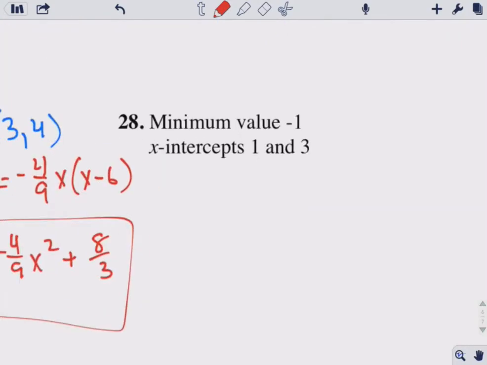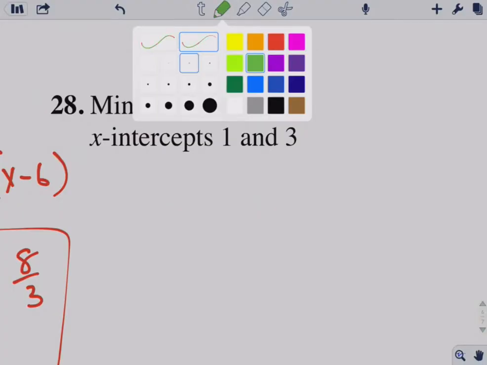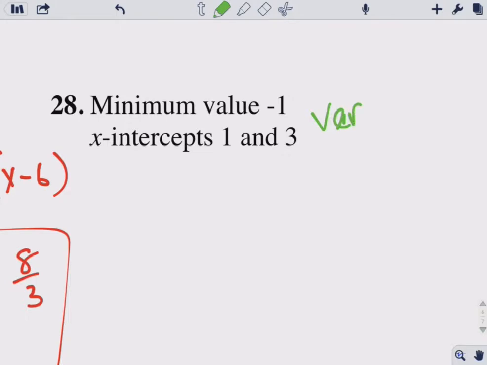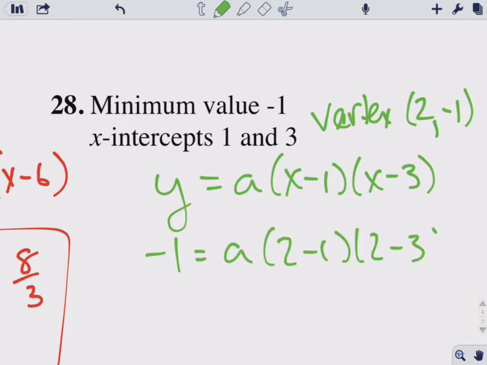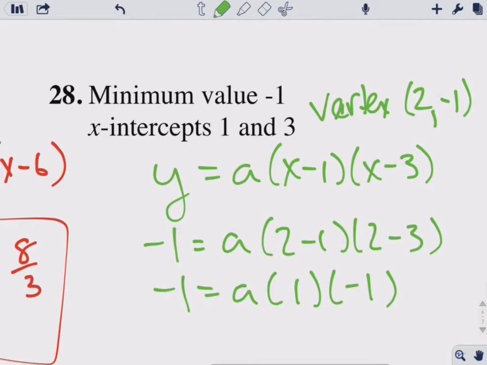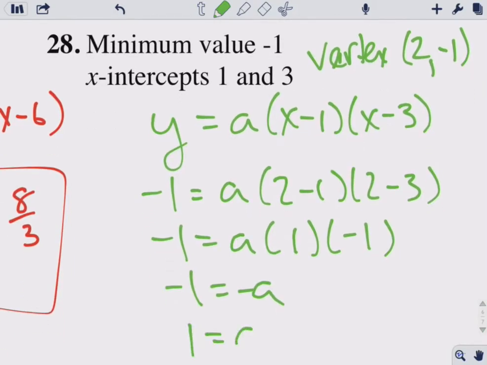Okay, last one, minimum value of negative 1. That's the y coordinate of the vertex. X coordinate of the vertex is halfway between 1 and 3, which is 2. So I get y is equal to a times x minus 1 times x minus 3, or negative 1 is equal to a times 2 minus 1 times 2 minus 3. Negative 1 is equal to a times 1 times negative 1. Negative 1 is equal to negative a. So 1 is equal to a.